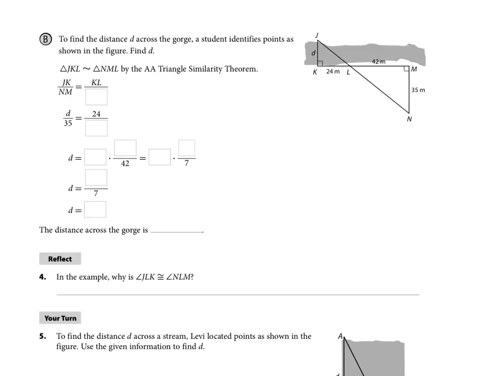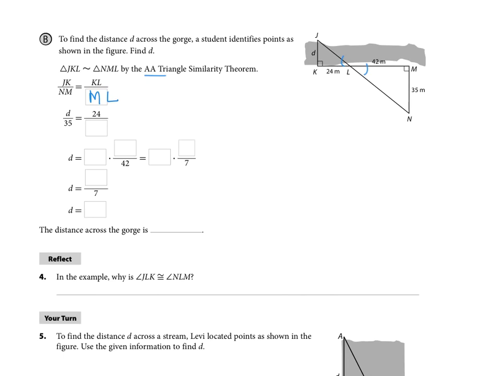And I'm on page 656 here, you guys. And we're going to fill in some missing pieces for finding a distance across a gorge, similar to what we just did with the canyon on the previous page. So we know we've got vertical angles happening again here at JLK and MLN, and we have right angles being formed with these distances. So we've got another angle-angle triangle similarity. For setting up our proportion, we have JK to NM, and then KL to its corresponding piece, which would be ML, so let's input that.